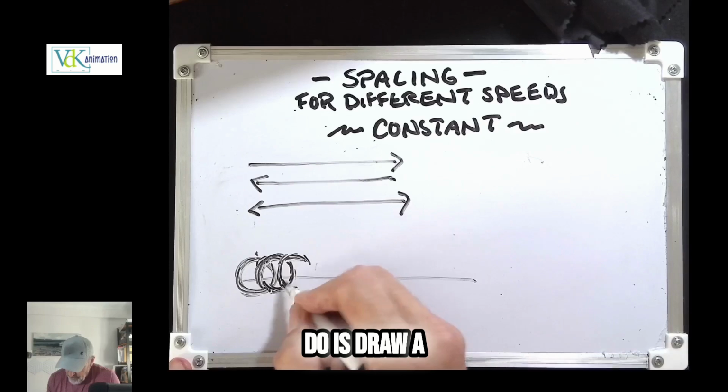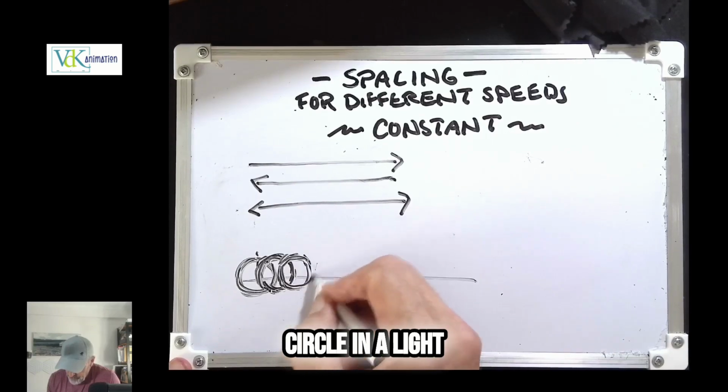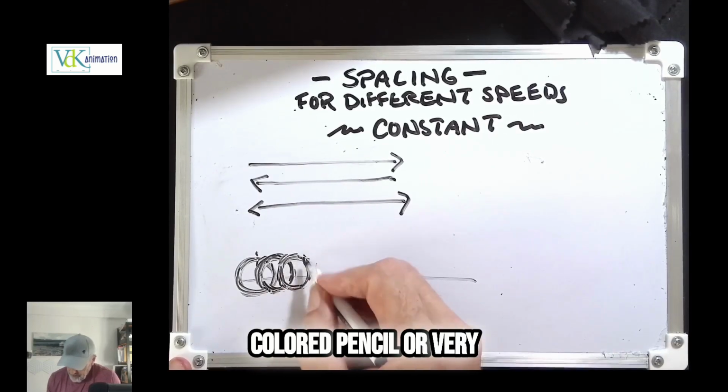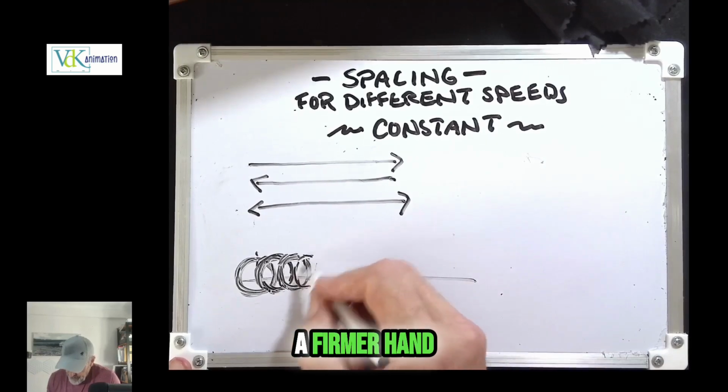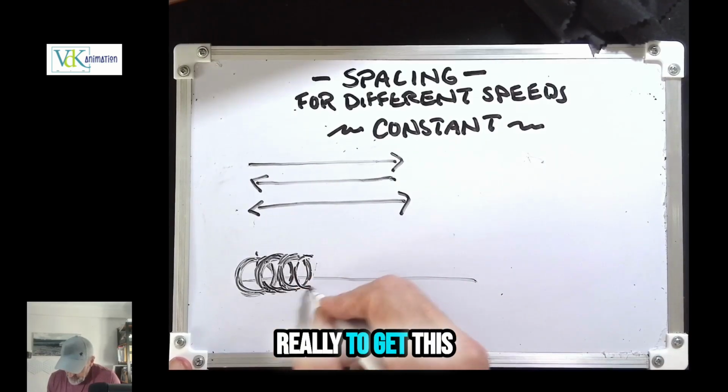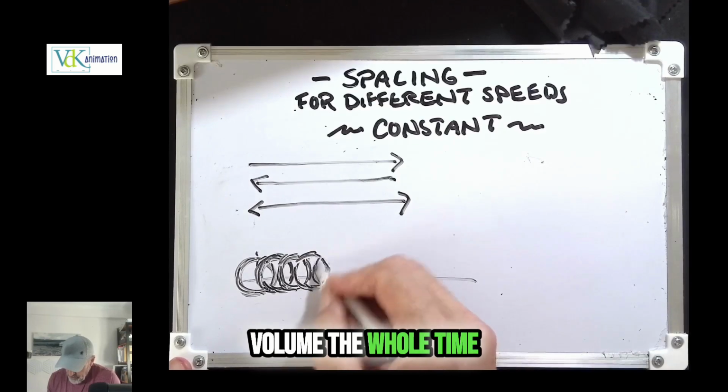And what I would do is draw a light circle in a light colored pencil, or very lightly on the page, so that you can draw over it with a little bit of a firmer hand. But the trick is really to get this the same volume the whole time as it's moving across.